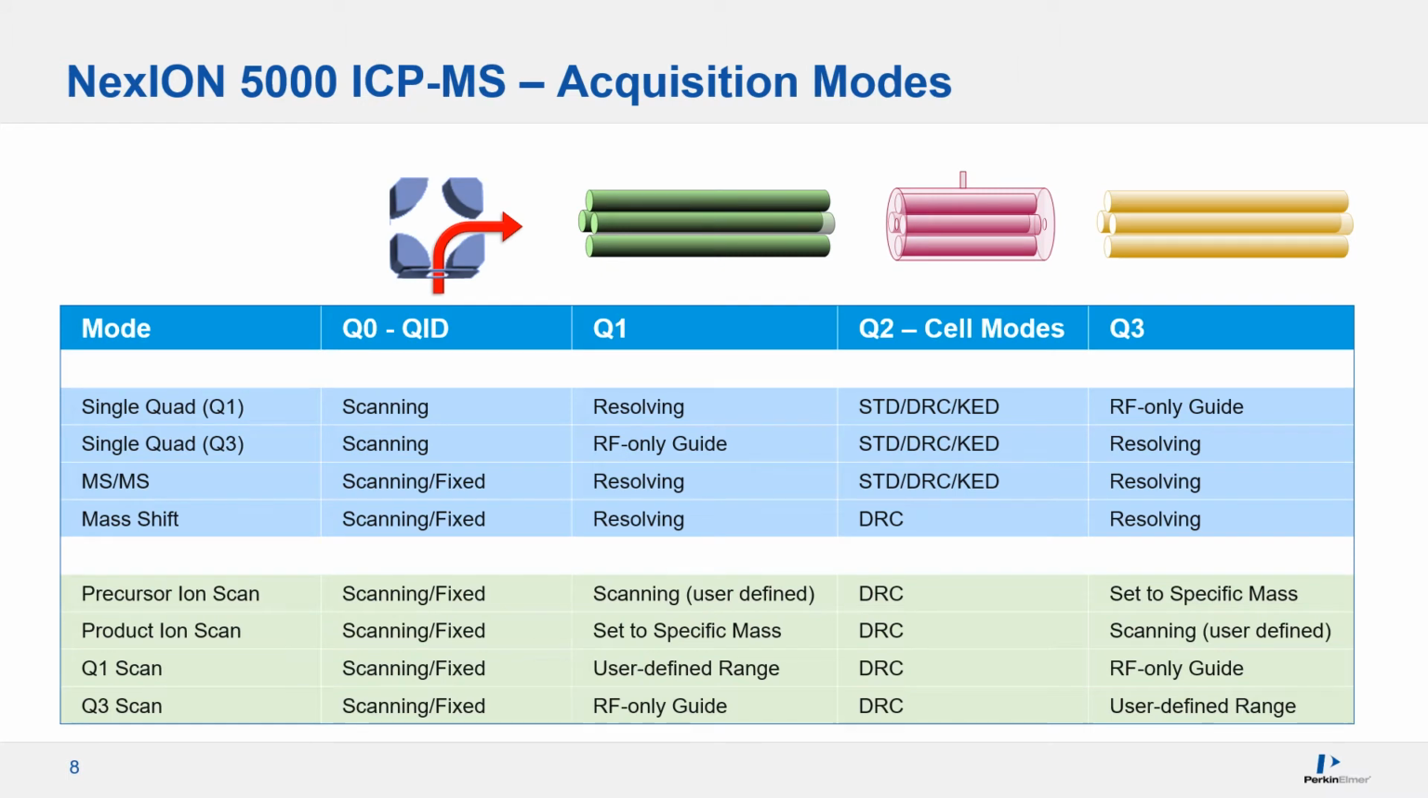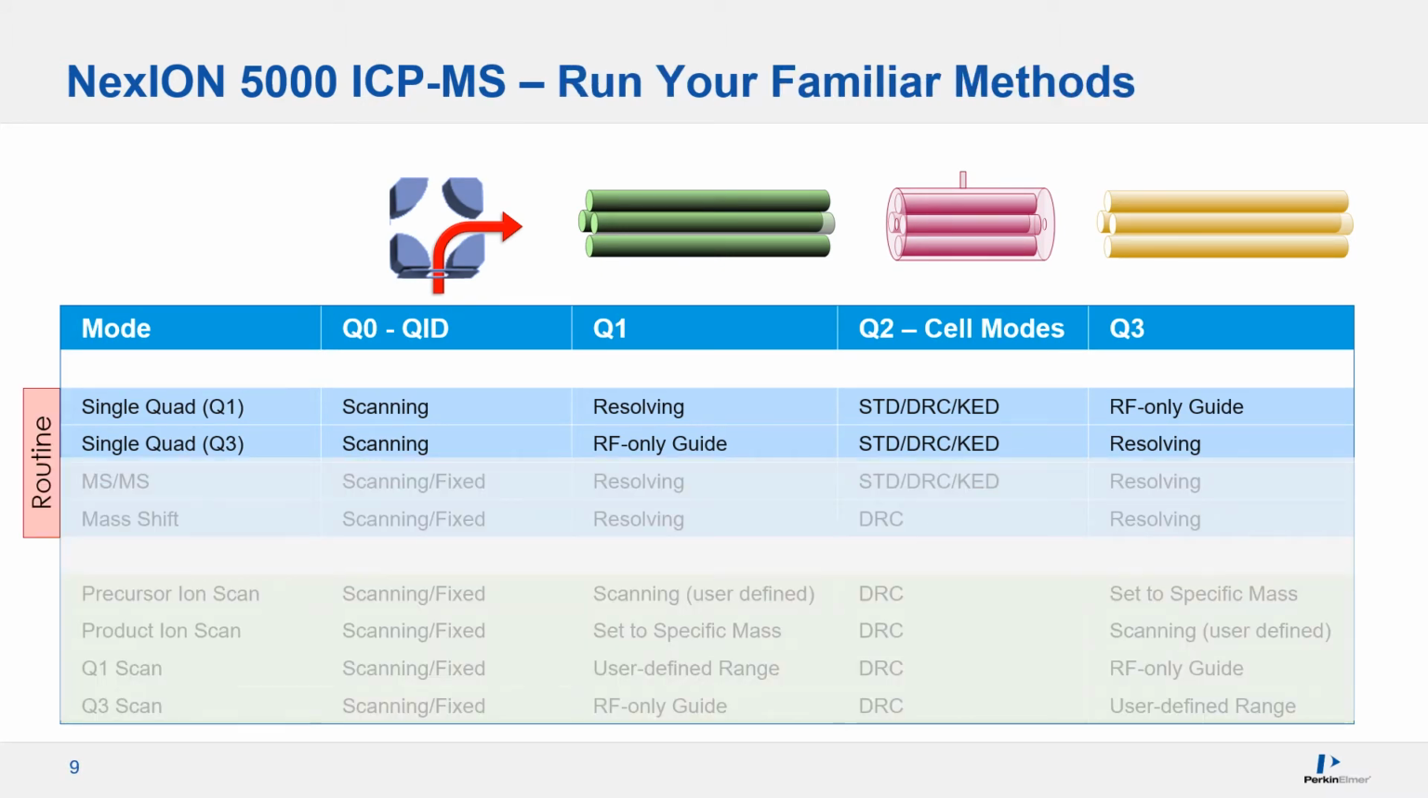Okay, so let's review the NexION 5000 ICP-MS acquisition modes. If you have a single quad system and you want to copy your methods over, it's simple. We can still do single quad methodology technically with the NexION 5000. Now, it's not what you bought an extra quad for, but you could do it. You could set either Q1 or Q3 as RF only systems, and just Q1 or Q3 would be resolving in that case.